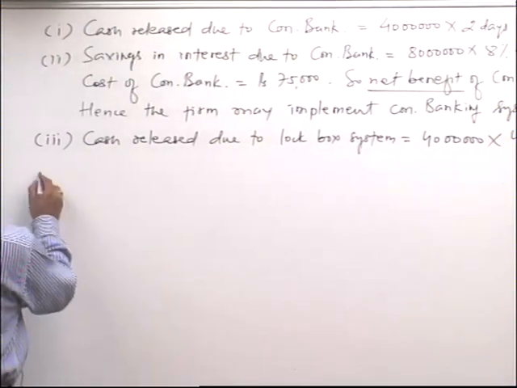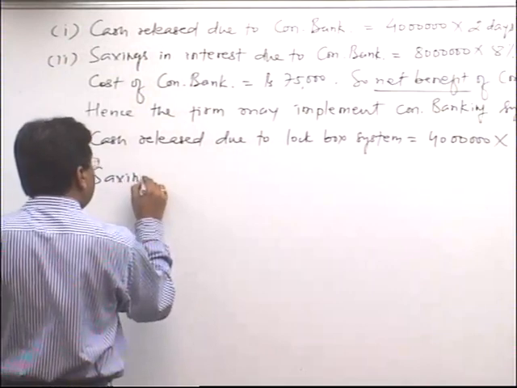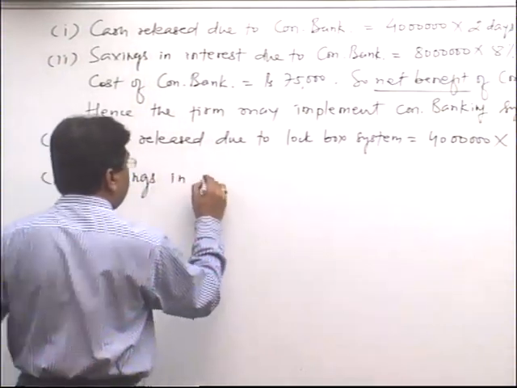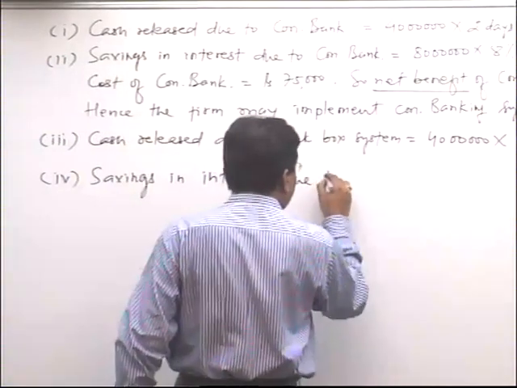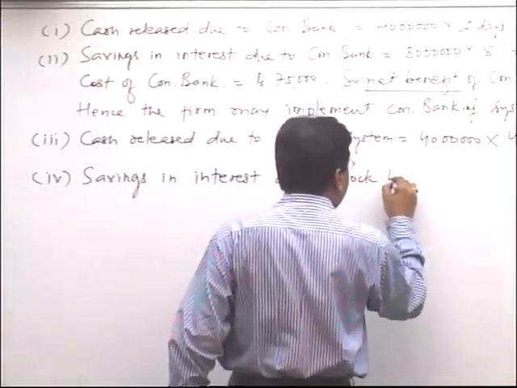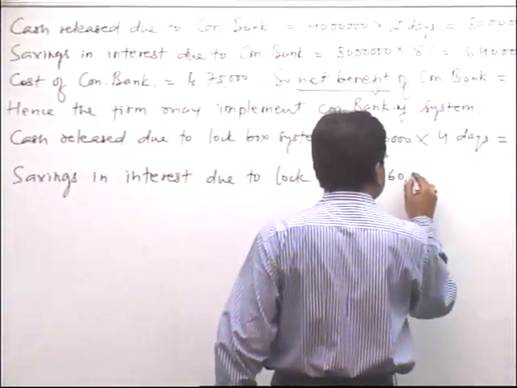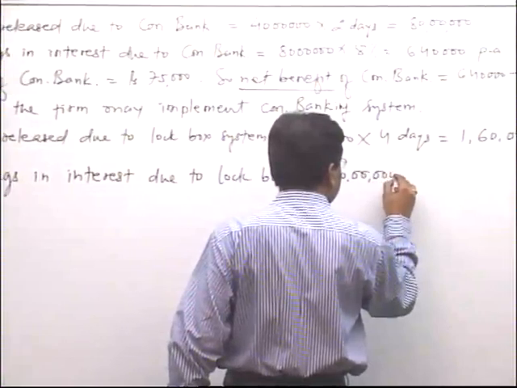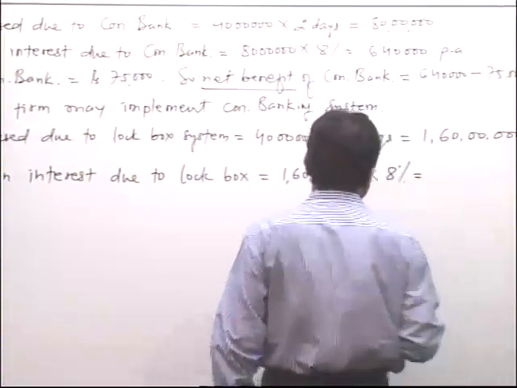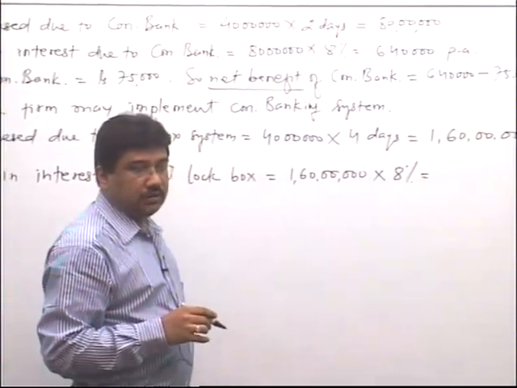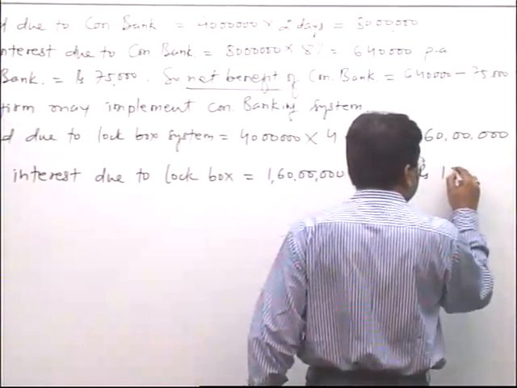So fourth answer, savings in interest due to lockbox is equal to 1 crore 60 lakhs multiplied by 8%. So it comes to rupees 12 lakhs 80,000.